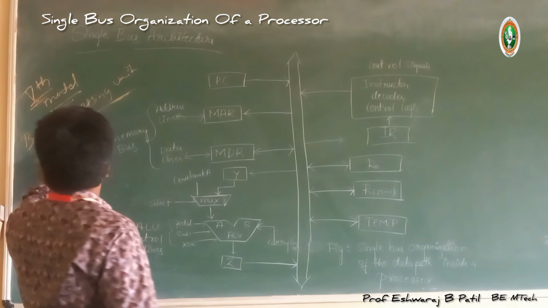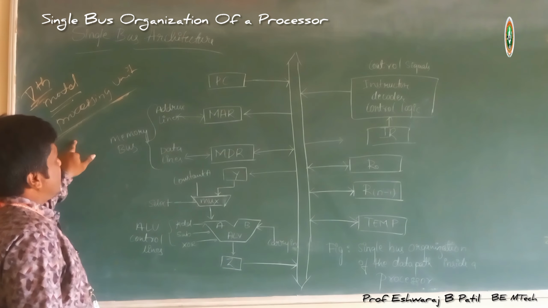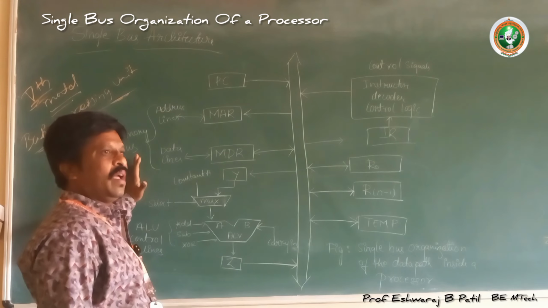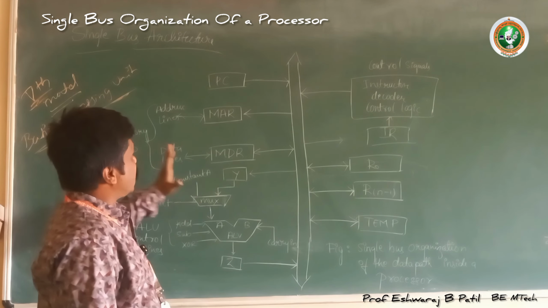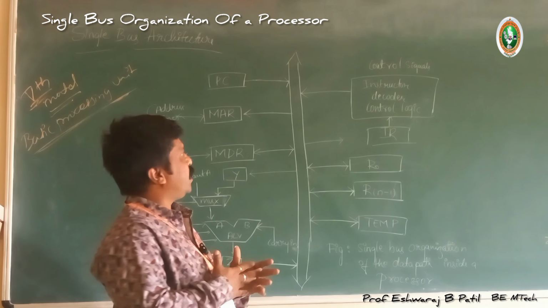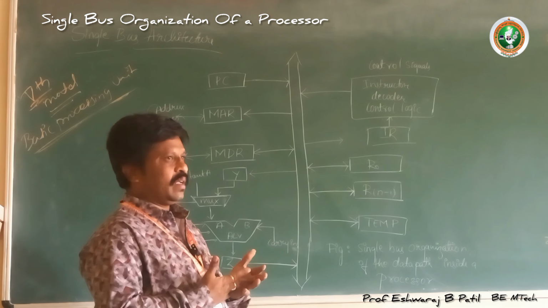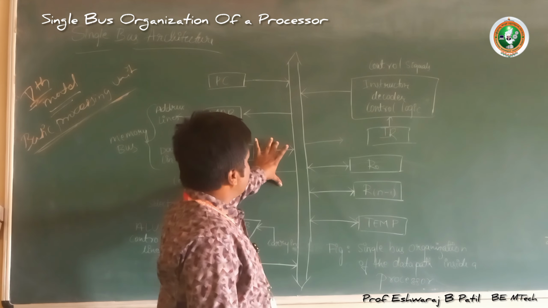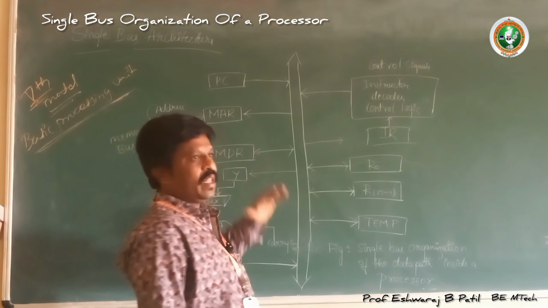This is the fifth model, basic processing unit. Completely we will study only the processor. In the processor, what will happen here? Usually we have input devices and output devices. We have already studied those, but this is related only to what is inside the processor.